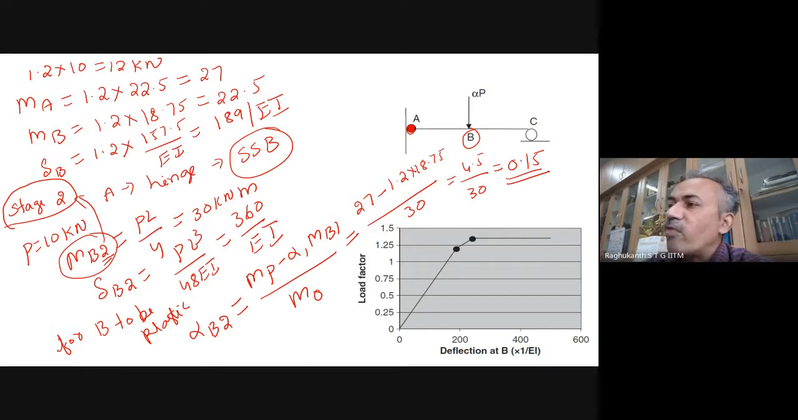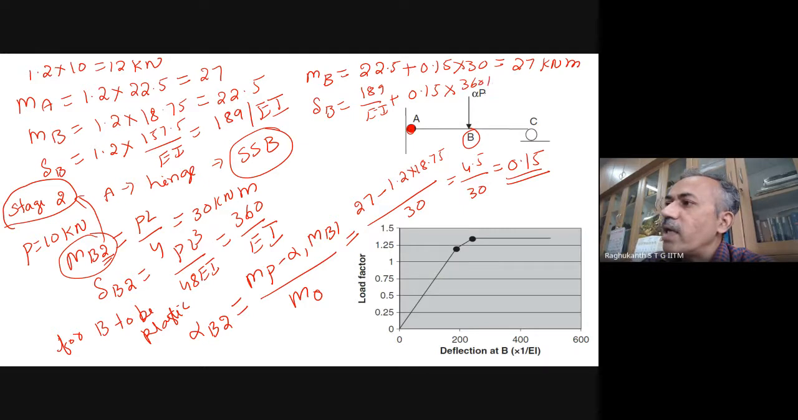So if you take 0.15, now the total moment at B: initially it was 22.5 plus 0.15 into 30. So this turns out to be 27 kilonewton meter. And the total deflection delta B comprises the previous one, that is 189 by EI, plus 0.15, my multiplying factor, into 360 by EI, which comes from the simply supported case. So you can write this as 243 by EI. These are the final numbers.